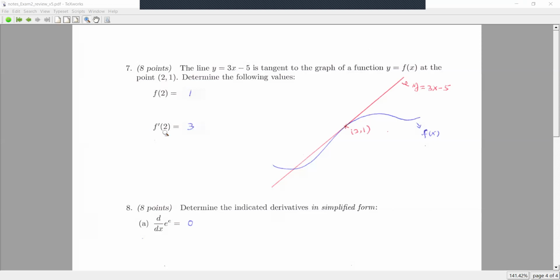Derivative of f at 2 is the slope of the tangent line. The slope of the tangent line is 3. Therefore, this derivative is 3.